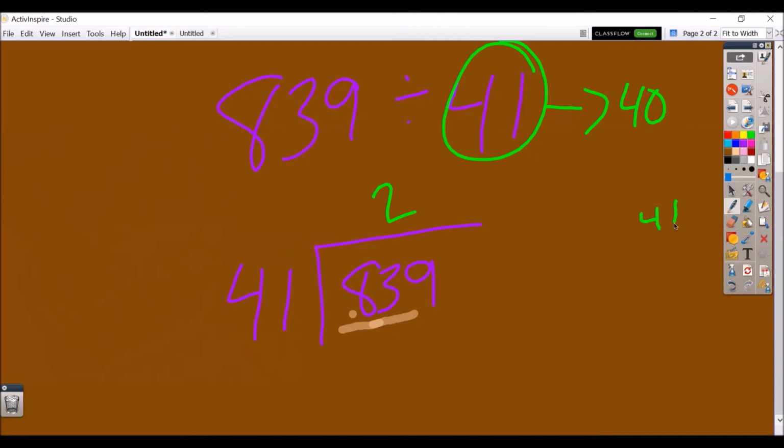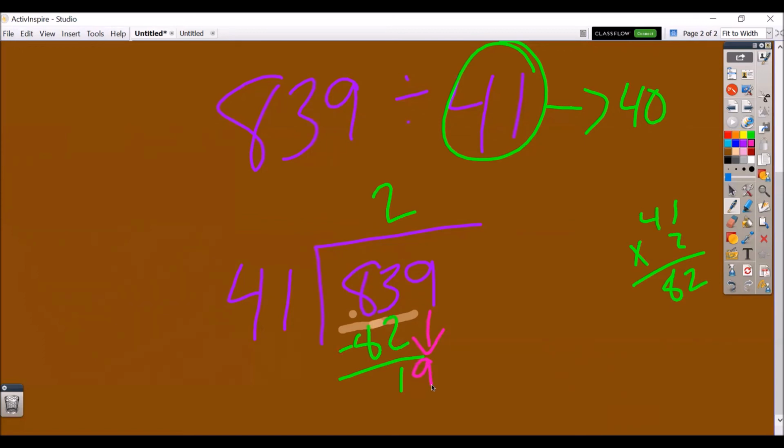So 41 times 2, 82, right? So, oh, that's perfect. That's smaller than our dividend, which means we have a remainder of one. And the remainder is smaller than our divisor, so we know we're ready to move on to the next digit of our dividend. And we're going to go ahead and bring that 9 down, and we're working with 19.